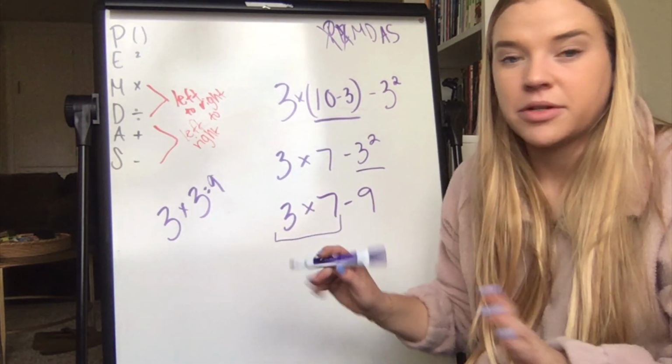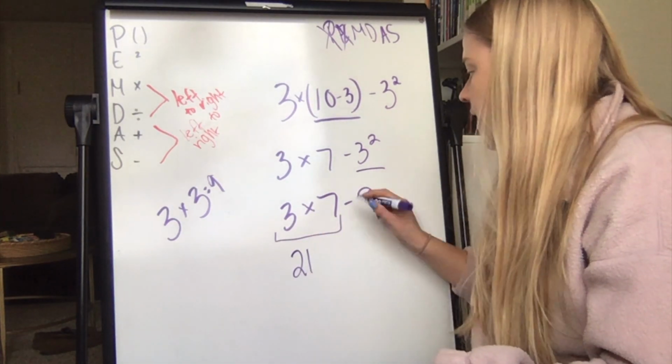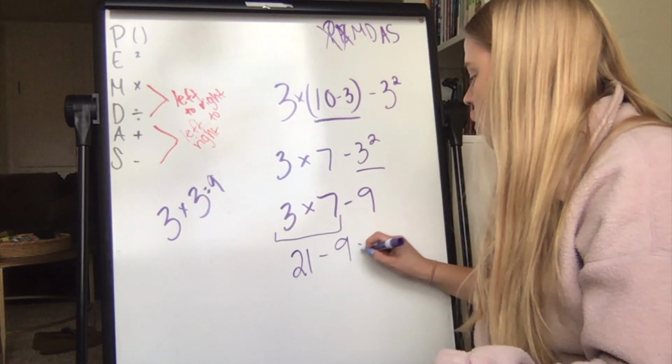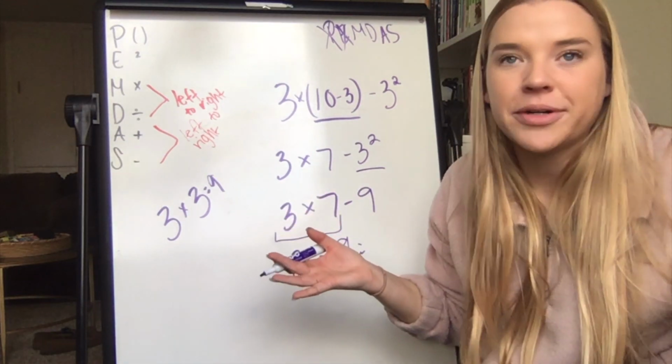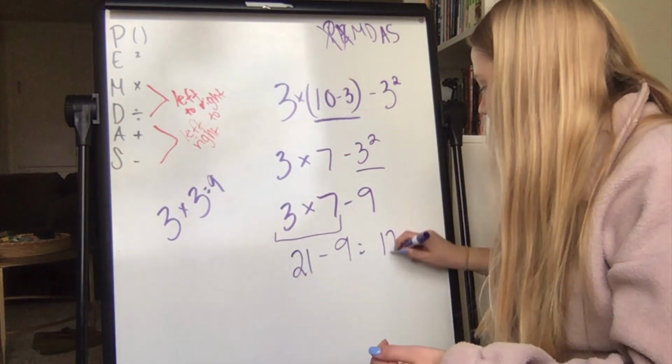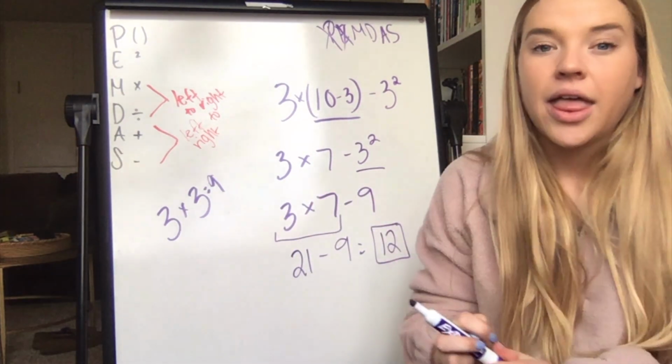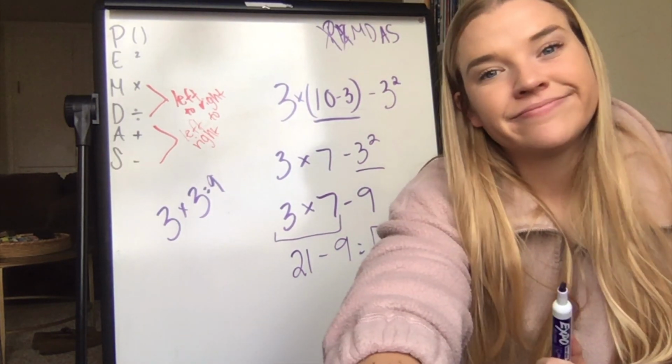That's the only part of my problem I'm going to solve right now, which is 21. And then I'm just bringing the rest down. 21 minus 9. Now I only have one operation left. I know how to do that. 21 minus 9 is 12. And that is my answer.